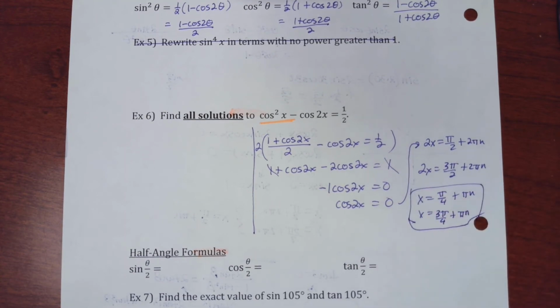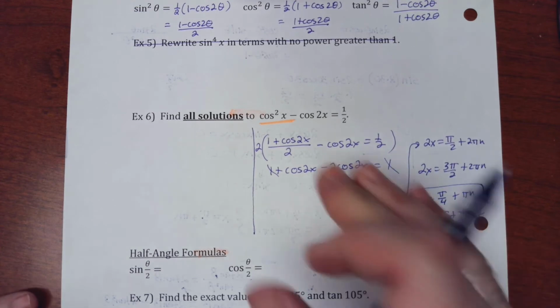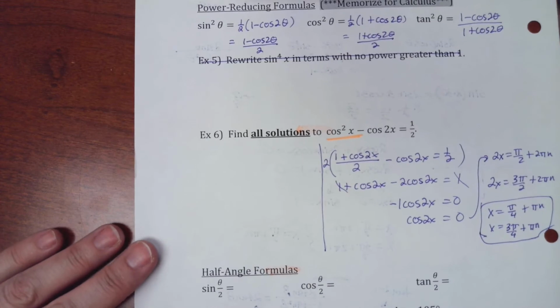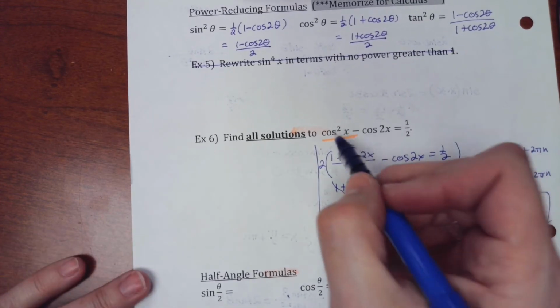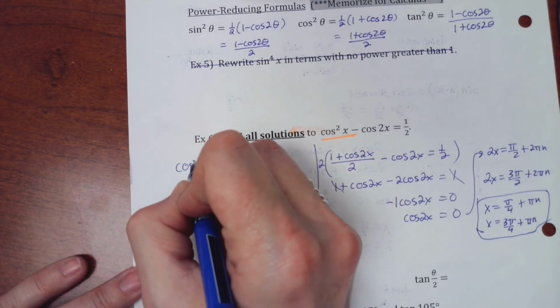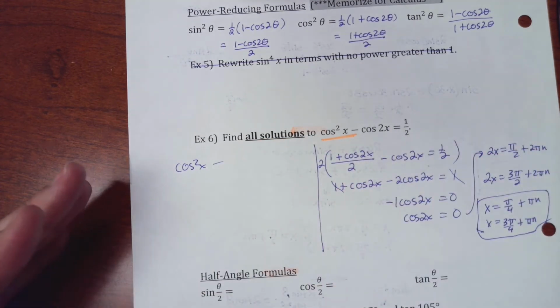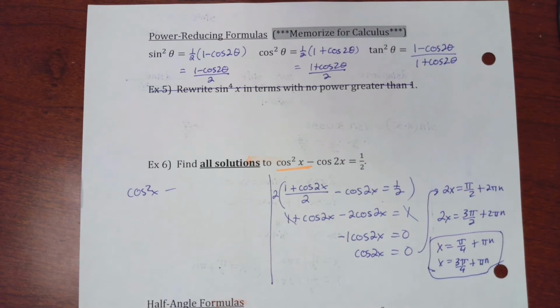There we go. All right, so that was a decision there. I replaced cosine squared with that. But let's go back to earlier today. Another way I could do this, why don't we leave that cosine squared alone? And let's replace the cosine 2x. So let's replace the cosine 2x with something favorable to me.